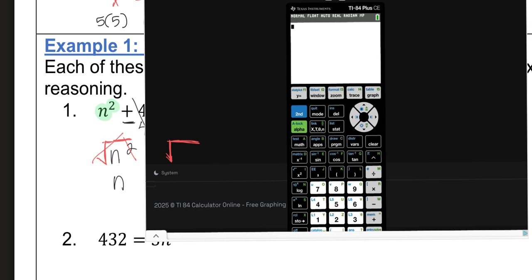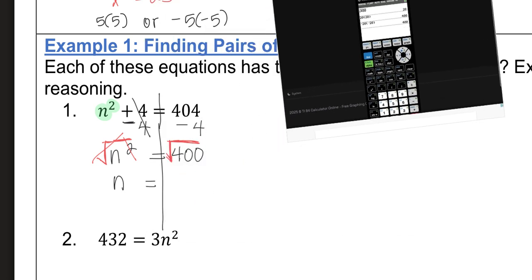Now your calculator is only going to give you the positive answer, okay? So we know 20 times 20 equals 400, but we are going to be responsible for coming up with the negative as well. So we also need -20 times -20, because that also gives us 400 as an answer. So that means my two answers here would be 20 and -20.